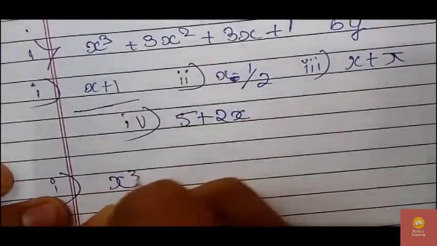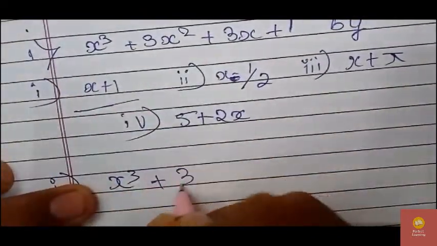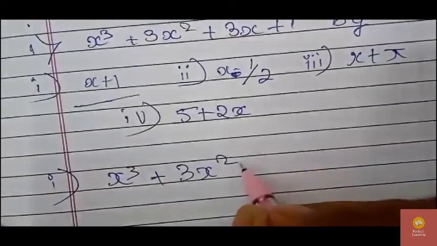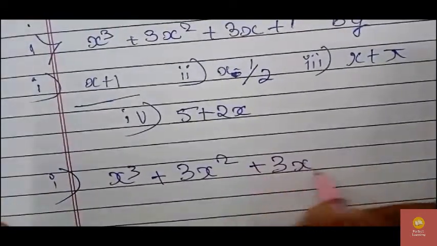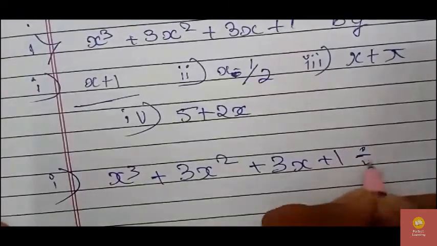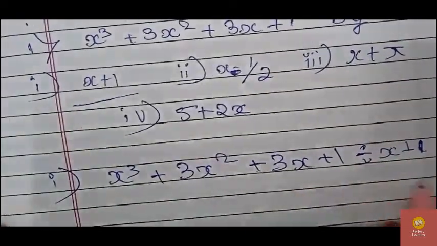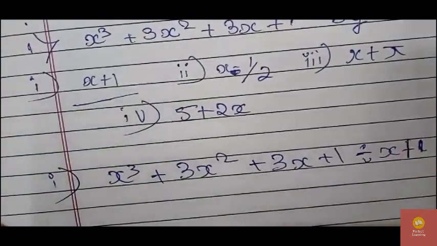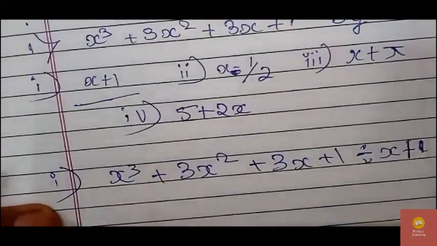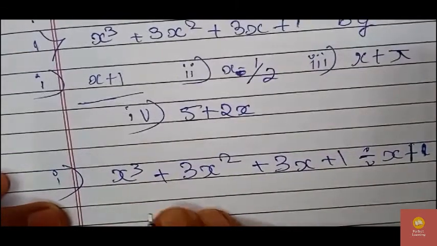x cube plus 3x square plus 3x plus 1 divided by x plus 1. Now we should divide it by the remainder method.